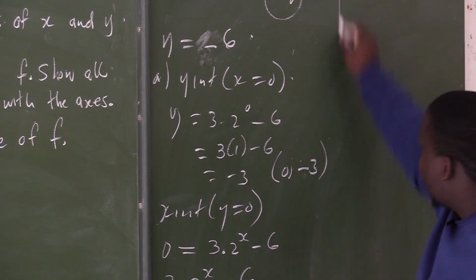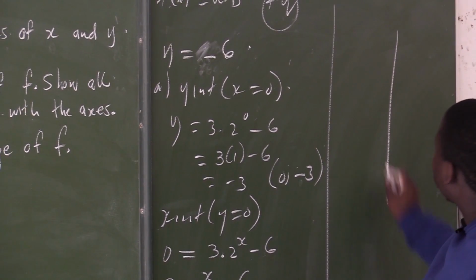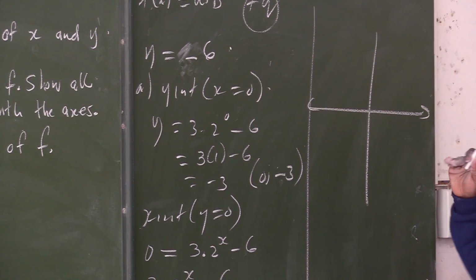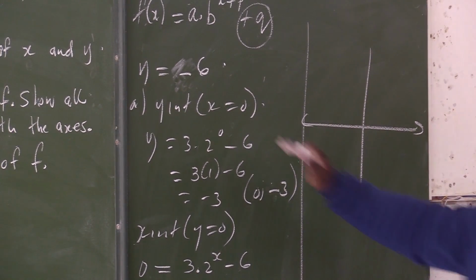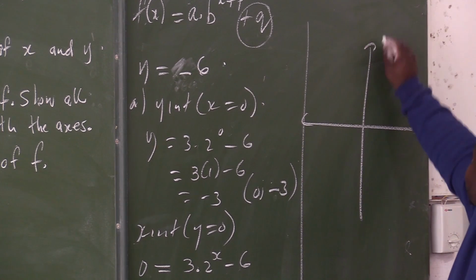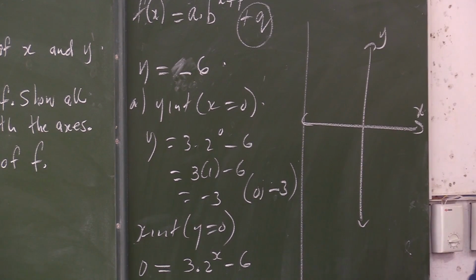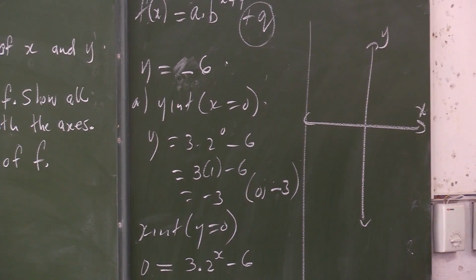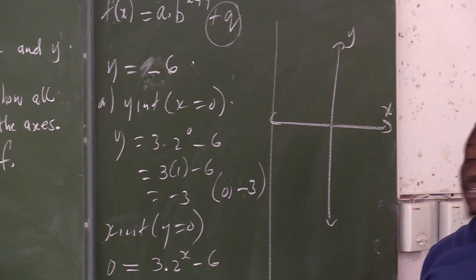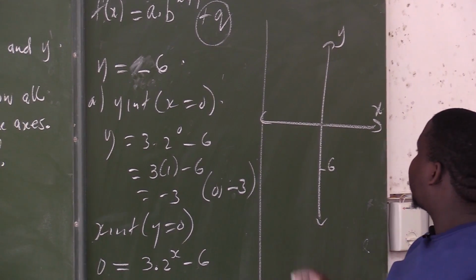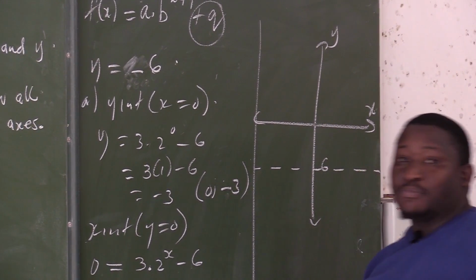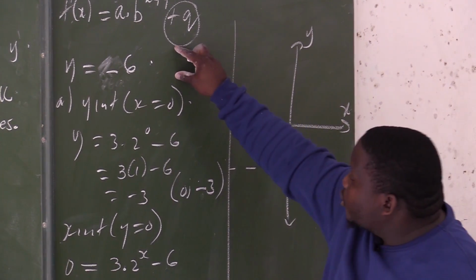Yes. How am I going to sketch the graph? The first thing we are going to do is to draw the asymptote. What is my asymptote? -6. Here, these are the x-axis and these are the y-axis. So where can we find the -6 on the y-axis? Obviously, below the x-axis. Then if my y is -6 here, I need to use broken lines to indicate the asymptote.